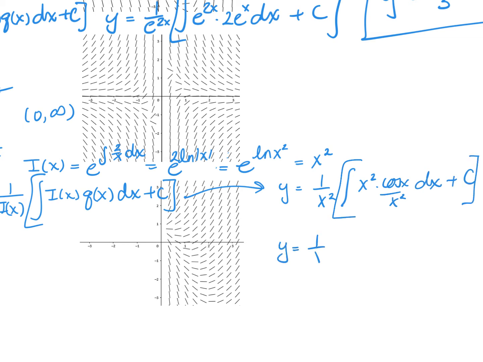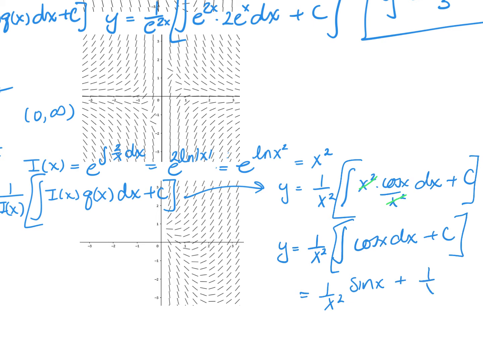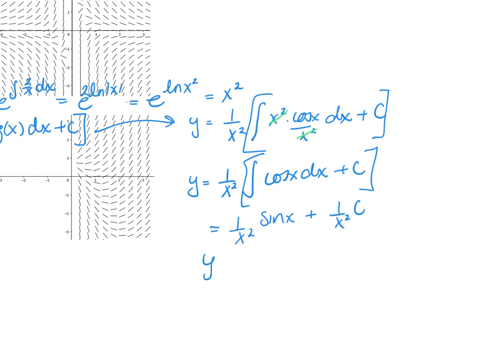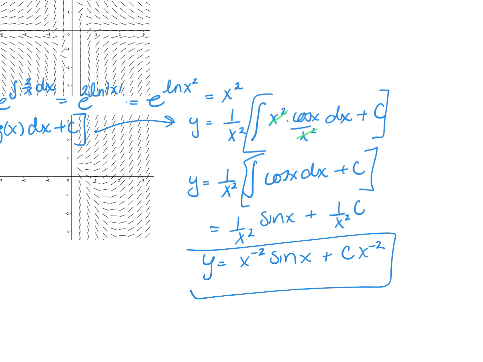So y is equal to 1 over x squared. And you can see that my x squareds are going to cancel, leaving me the integration of the cosine of x dx plus c, which is 1 over x squared, the sine of x, plus 1 over x squared multiplied by c. So my general solution is y is equal to x raised to the negative 2 sine x plus c x raised to the negative 2. I could have left it like this too, by the way. I just think that that one's just a little bit nicer.